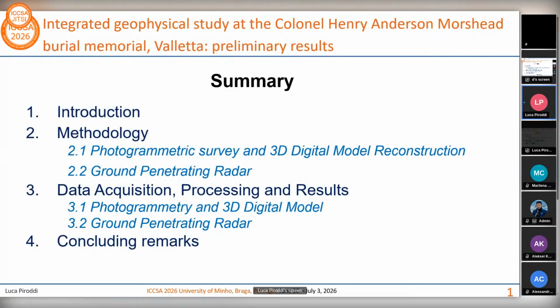With this note, we present the very preliminary results of our investigation, and we will go through a brief introduction of the historical context of this monument, and some concepts of the two main employed methodologies: the 3D reconstruction with the photogrammetric survey, and partially also with a portable LiDAR instrument, a low-cost instrument, and ground penetrating radar.